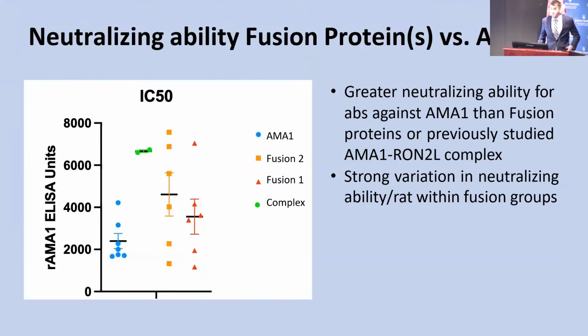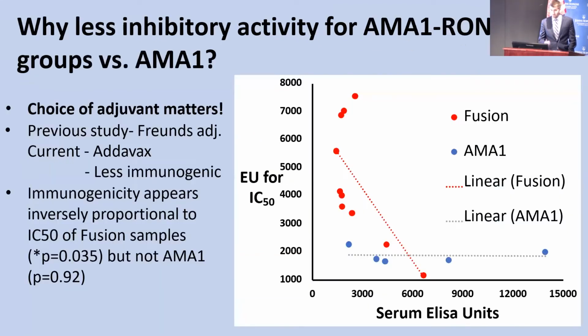And we then wanted to look, we know we have neutralizing antibodies. How do they compare to AMA1? AMA1 is shown in blue in the bottom left. Then we have the AMA1 RON2L complex in green, followed by the two fusion proteins. Surprisingly, and we didn't expect this, we see greater neutralizing ability for antibodies against AMA1 than both fusion proteins or the previously studied AMA1 RON2L complex. However, we have strong variation, you can see, in our neutralizing ability per rat within the fusion groups.